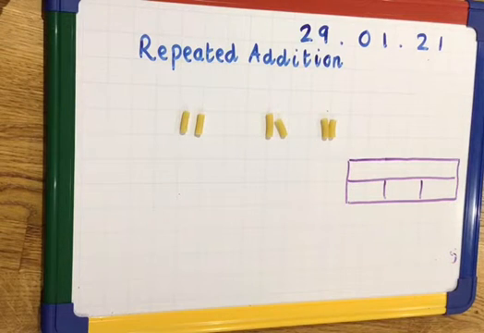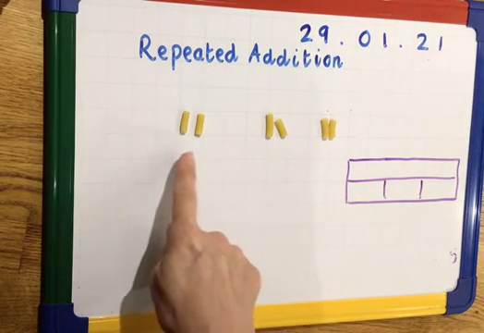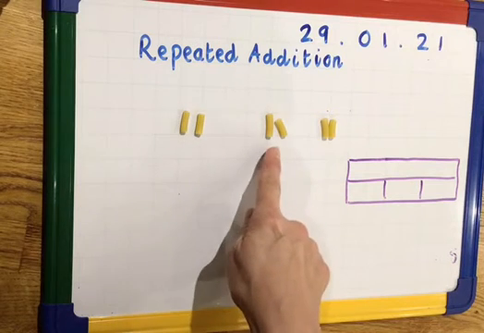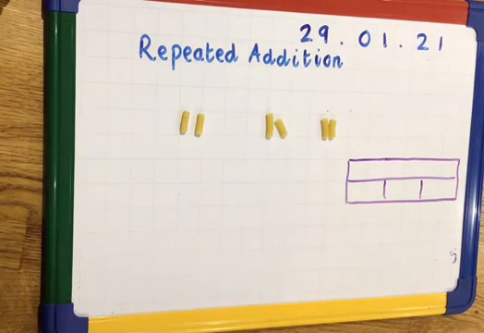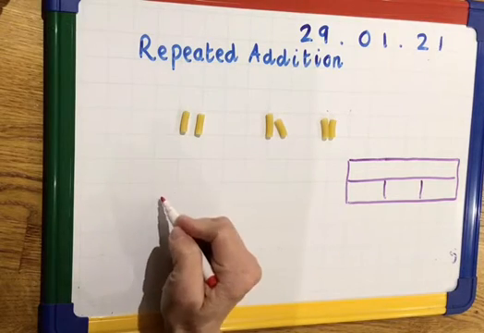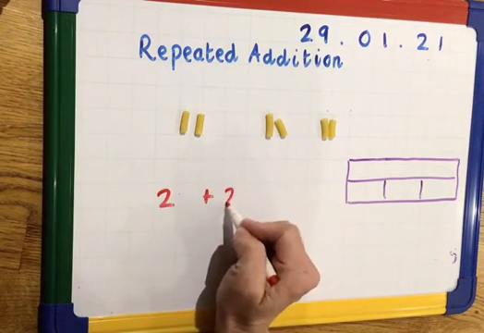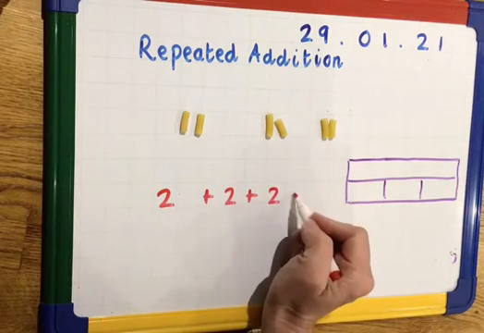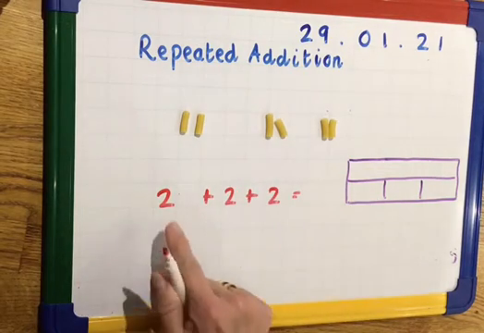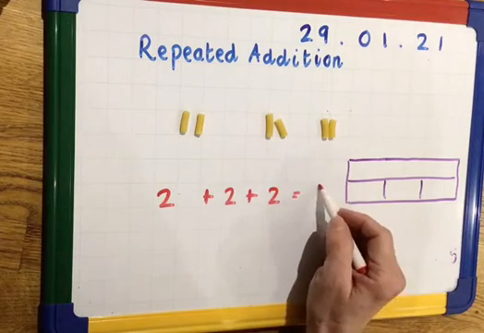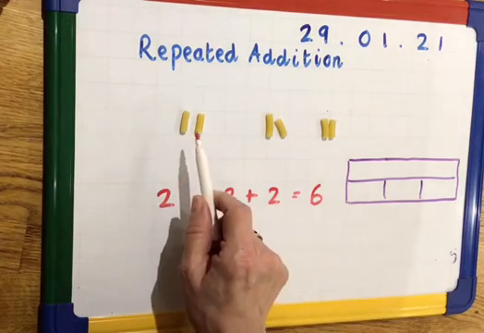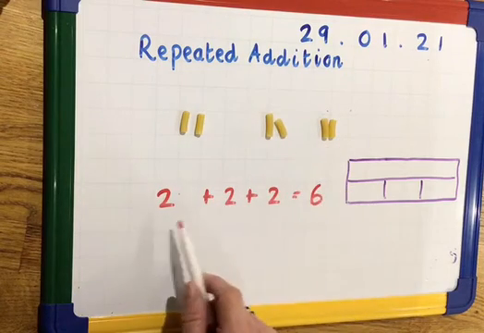So let's have a look at yet another example, children. Here, I've got some more equal groups. I have got equal groups of 2. How many equal groups have I got? I've got 1, 2, 3. So I've got 3 equal groups of 2. I can write this as a repeated addition to say I've got 2, add on 2, add on another 2. And that would add up to, let's count, 2, 4, 6. That would add up to 6. Let me double check. 1, 2, 3, 4, 5, 6. 2 add 2 add 2 is 6.